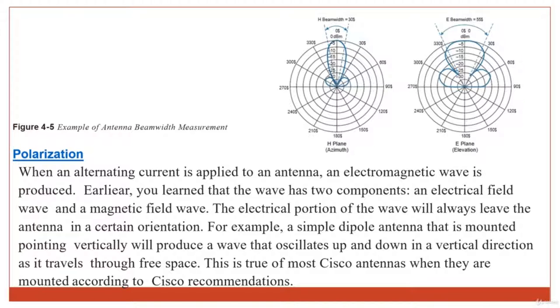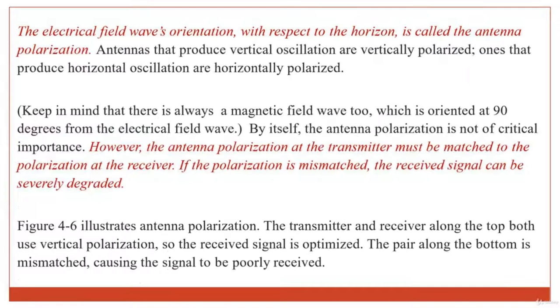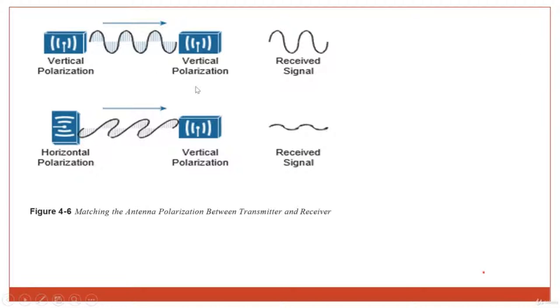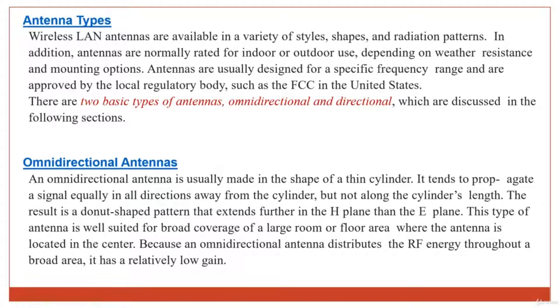We know that we have the polarization, so the electromagnetic wave is nothing but the polarization. Earlier we discussed that we have the electric wave and the magnetic wave, and they are at 90 degrees, so the angle between these waves is 90 degrees. Knowing these facts, we can go and learn about the antenna. If the electromagnetic wave is in the horizontal direction, that is horizontal polarization. If it is in the vertical direction, that is vertical polarization. That is shown here in the diagram. If the signal is going vertically, you can see the signal received. This is the vertical direction, or it can be the horizontal direction.